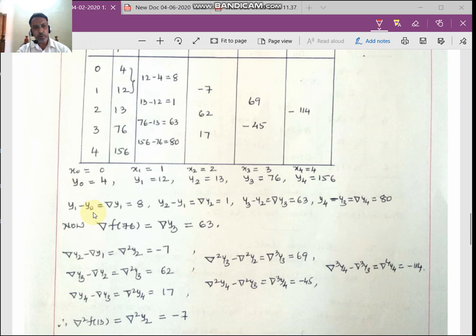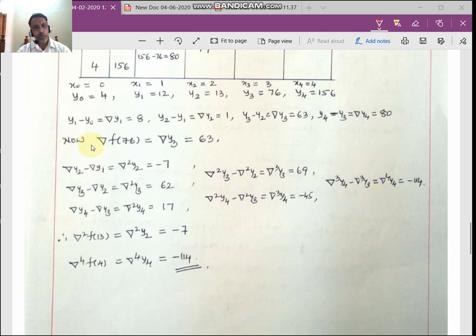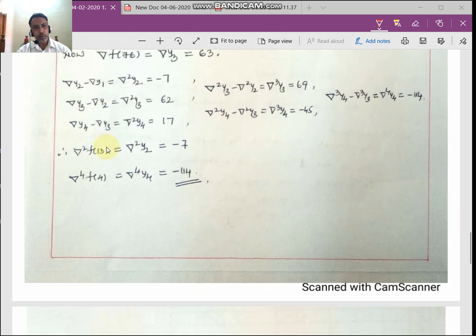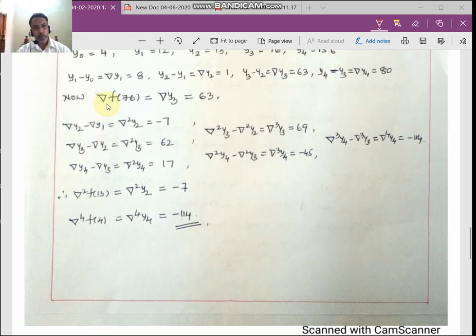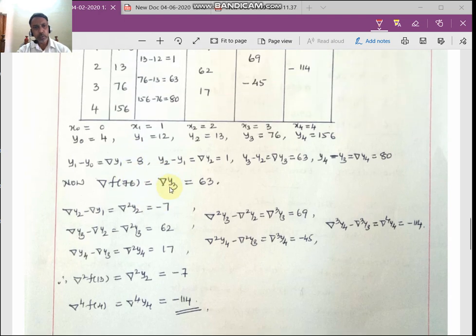And we can also define backward differences like this. It is y1 minus y0 is equal to ∇y1 is 8, y2 minus y1 is 1, and y3 minus y2 is 63, and similarly y4 minus y3 is ∇y4, it is 80. And now let us evaluate the backward difference called inverted del of f(76). It is ∇y3, which is 63.